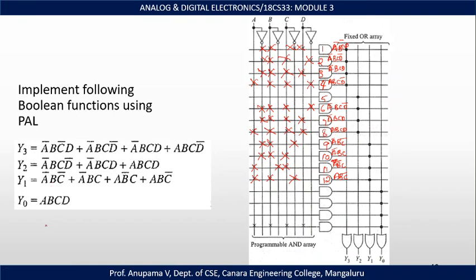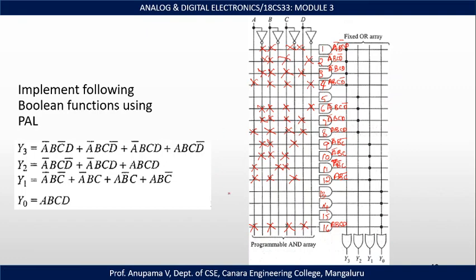Next expression Y0 is equal to ABCD. It has only one term. So we'll use OR gate Y0. For OR gate Y0, AND gate 13, 14, 15 and 16 are inputs, but it has only one term. So we will not use AND gate 13, 14, 15. We will use AND gate 16. So the term is A, B, C, D. So draw X mark against A, B, C, D of AND gate 16. Output of AND gate 16 is A, B, C, D, which is the input for Y0.